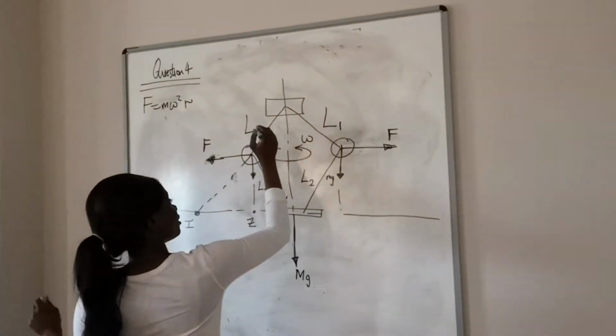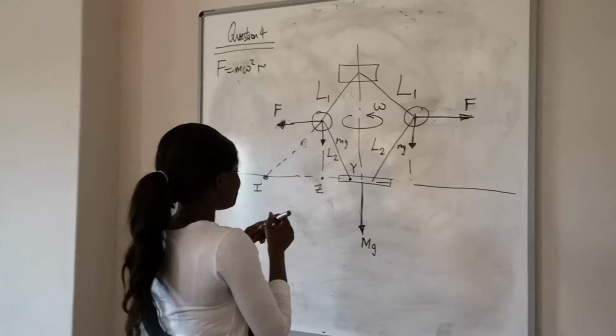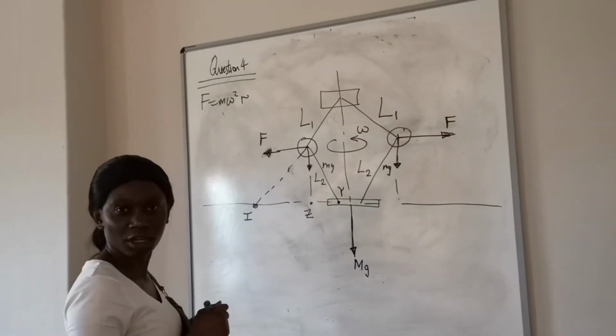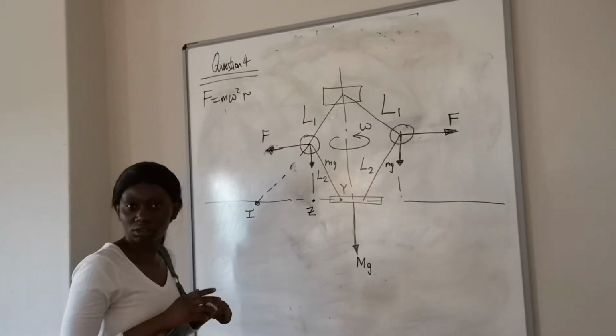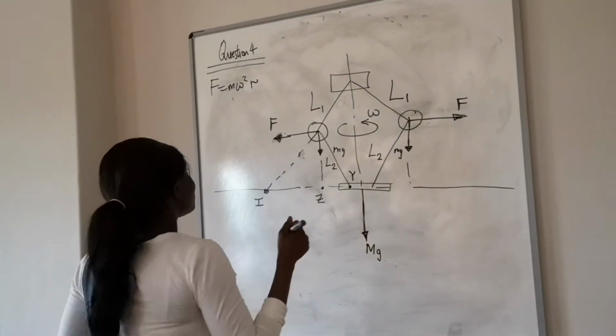Okay, we are now on question 4. This is some sort of governor. What is this type of governor called? Centrifugal governor, and it is called the... How do you say that?